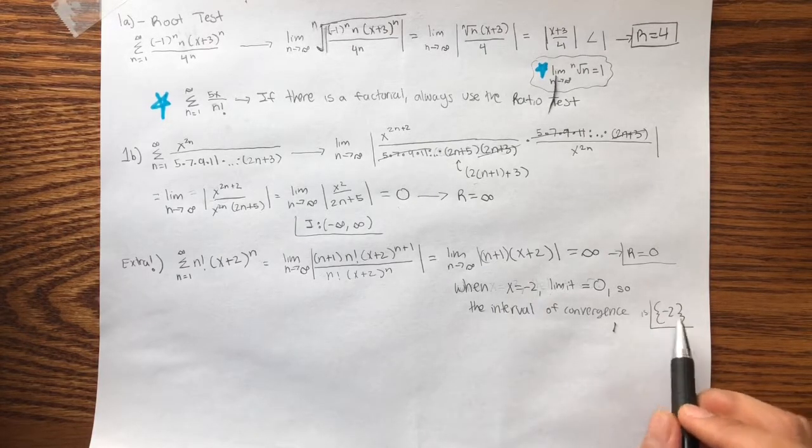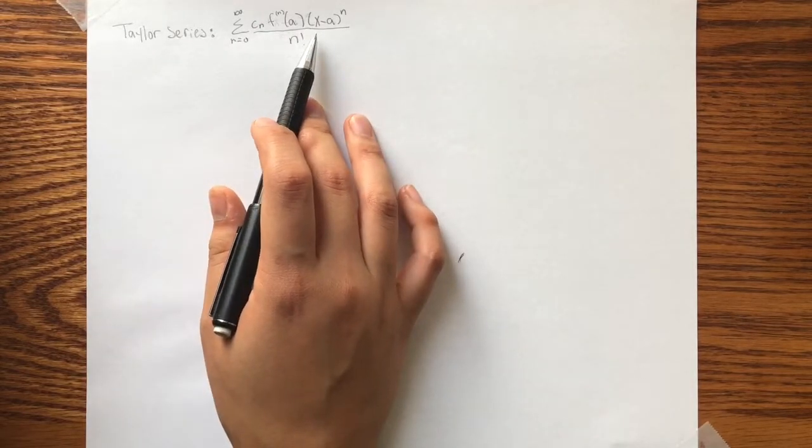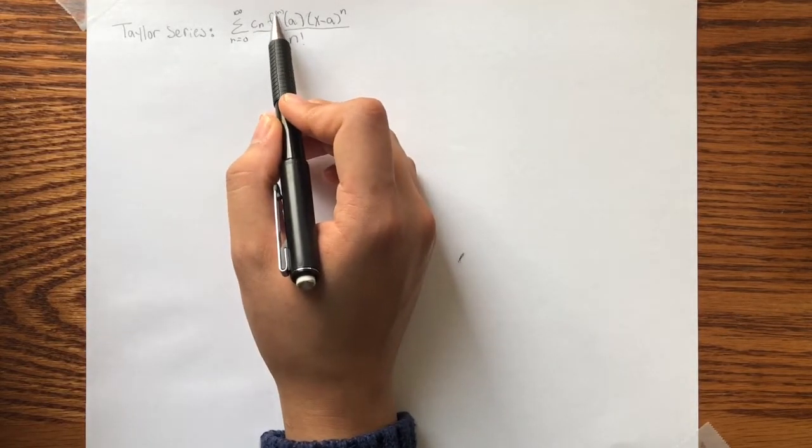A power series can also be written as a Taylor series, where f of x equals this over here, where this little thing means the nth derivative.